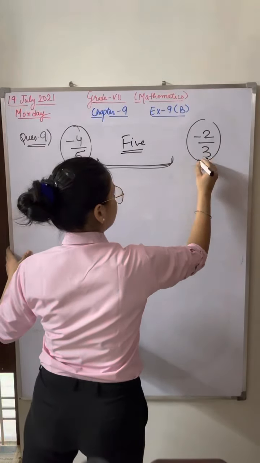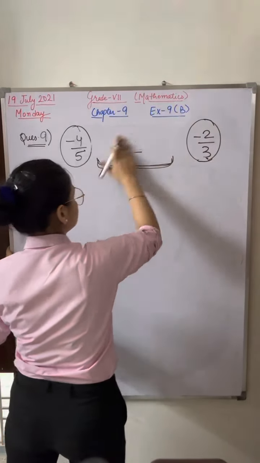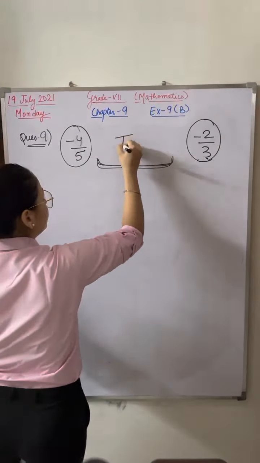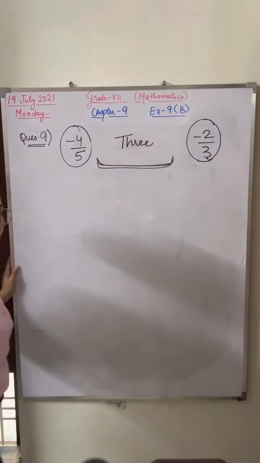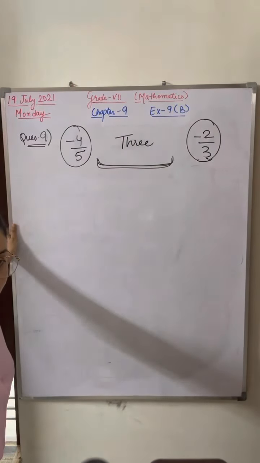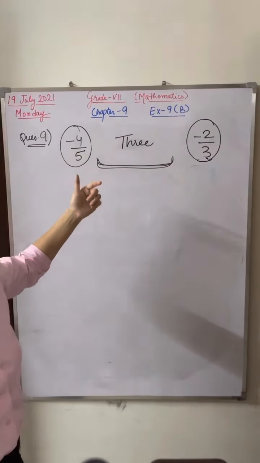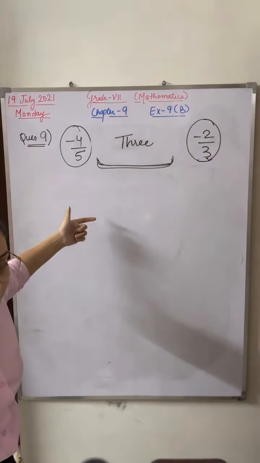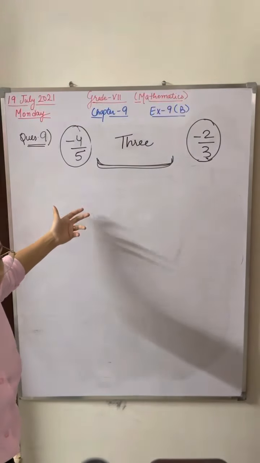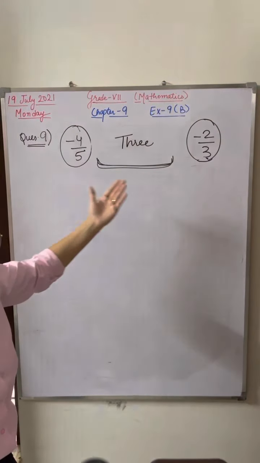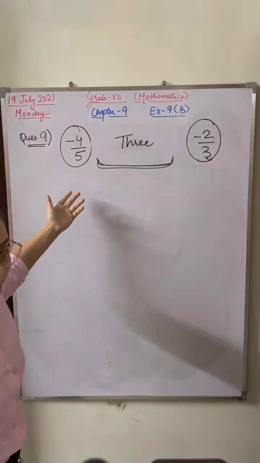Now you can see that for these two rational numbers, they are saying to find only 3 rational numbers. Find only 3 rational numbers. Now the denominators are not the same. First of all, the first step will be, if the denominators are not the same, what will be the first step?